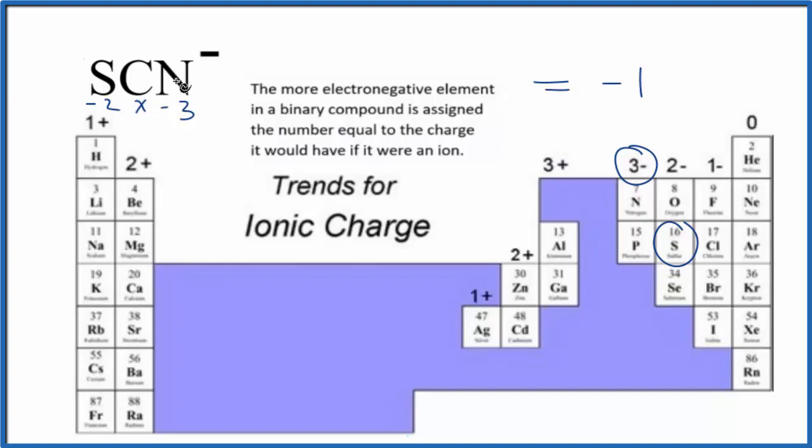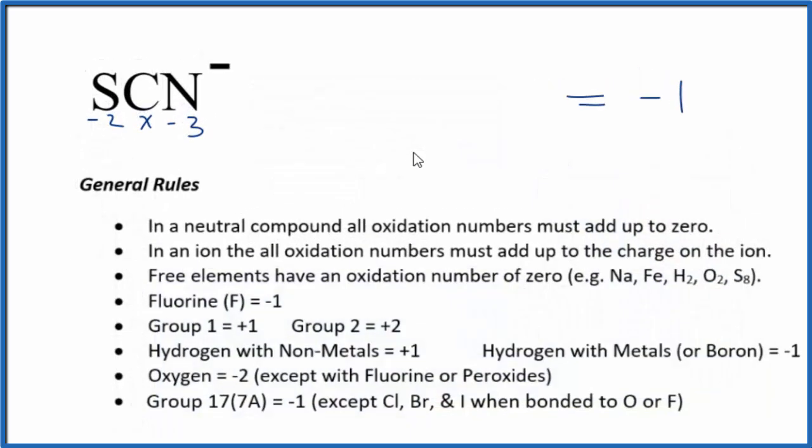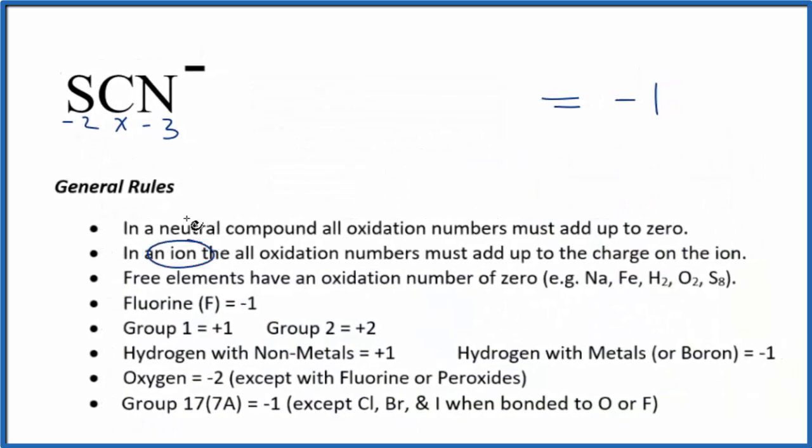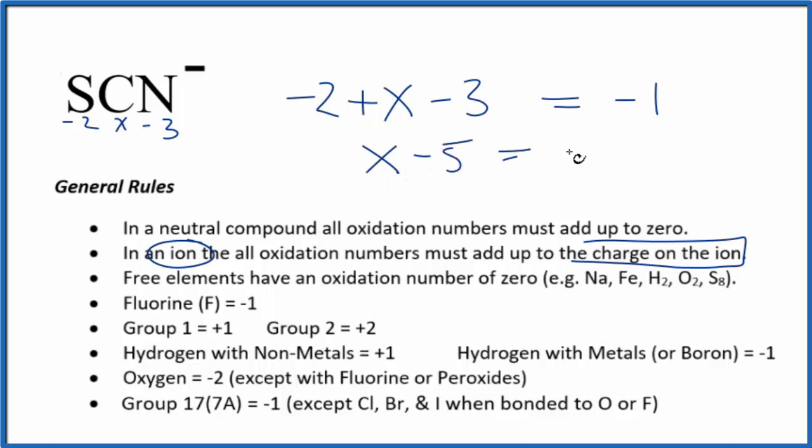So based on this information, we should be able to figure out the oxidation numbers for each element in SCN minus. So remember we said that because this is an ion, the thiocyanate ion, all the oxidation numbers are going to add up to the charge on the ion. And this whole ion has that 1 minus ionic charge. So everything's going to add up to minus 1. So we'll have minus 2 plus X minus 3 equals minus 1. So X minus 5 equals minus 1. We add 5 to each side, and we get X is a positive 4.